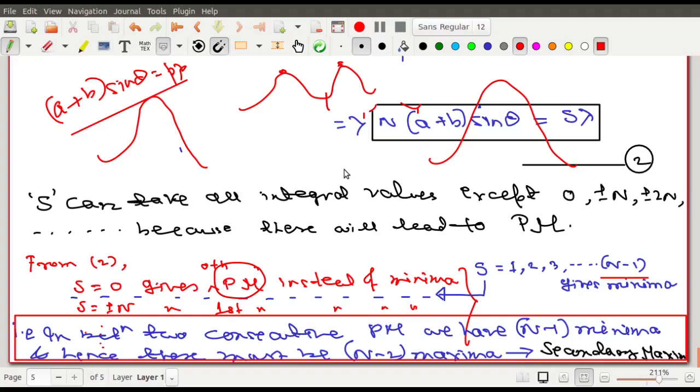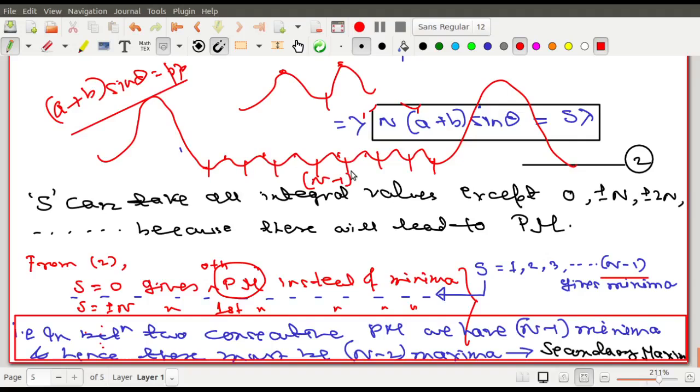That signifies that since there are many minimas, there must be some maximas also. Minima will arise only when there are maximas. So these are your n minus 1 minimas and n minus 2 maximas. The lines I drew are your n minus 1 minima, and these peaks are your n minus 2 maxima. But definitely these peaks are not that of principal maxima. I call them secondary maxima because their intensities are very less.